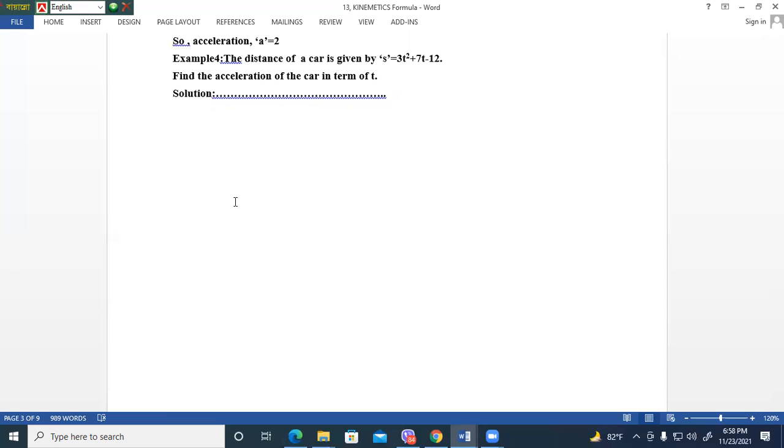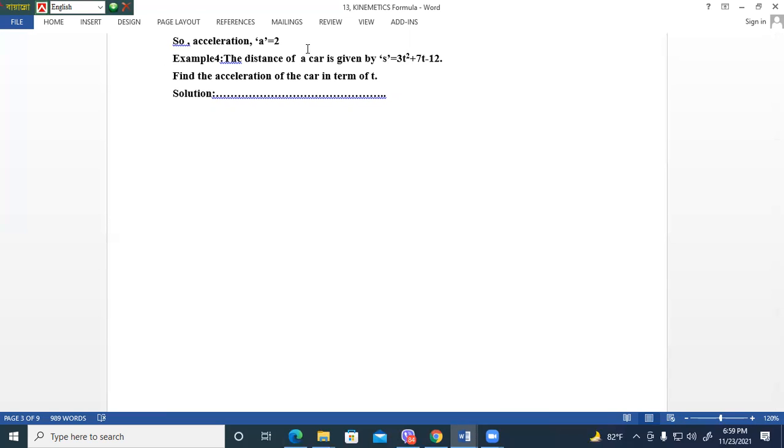So how to find it? Could you explain, please? Sarab, Sakib, Khadija, anyone? First, we differentiate the distance to get speed. Then again, we differentiate the speed to get acceleration. That is the solution. Okay.